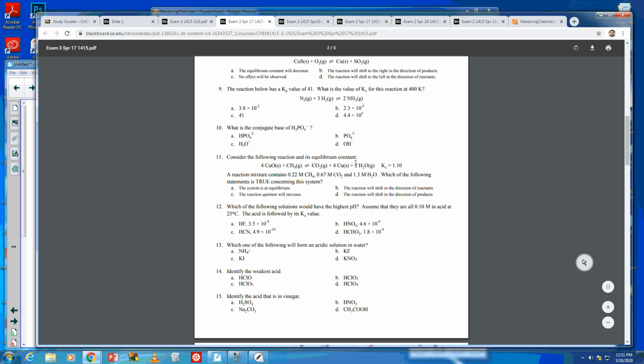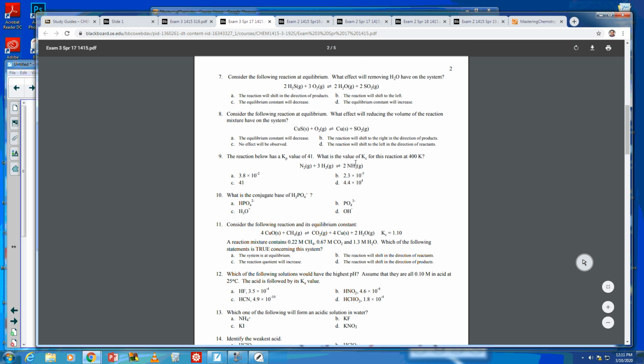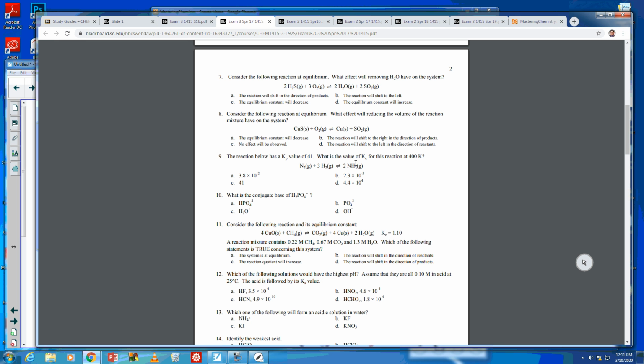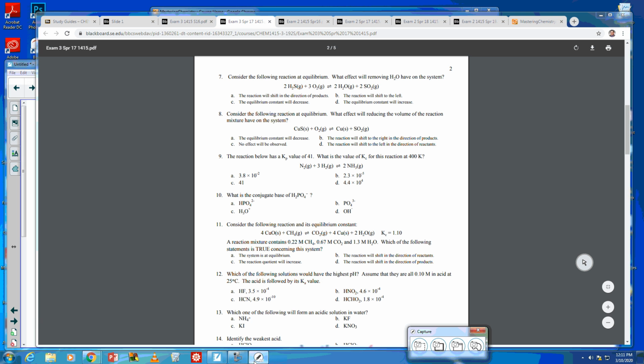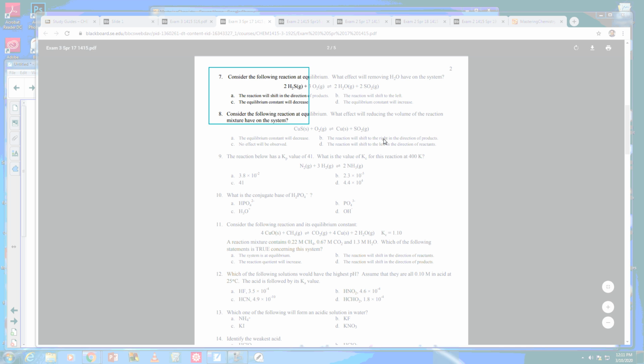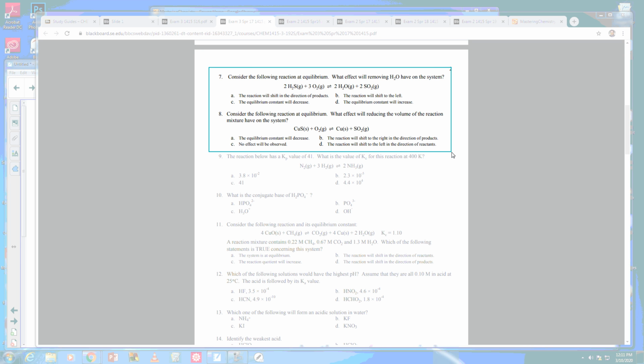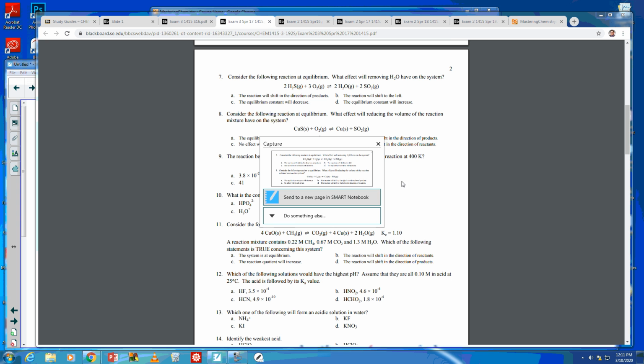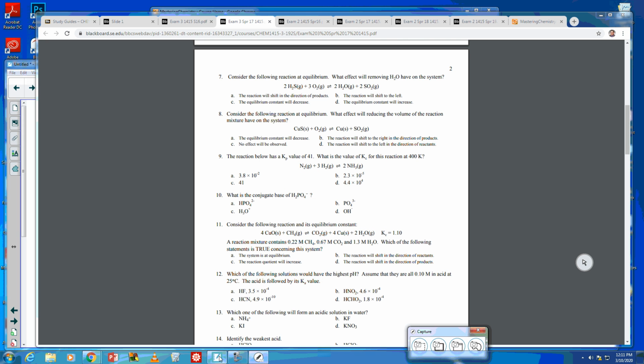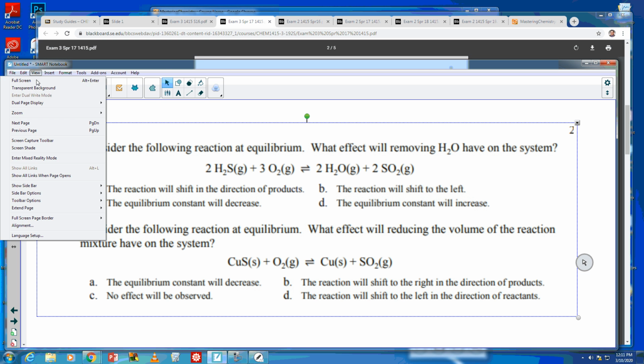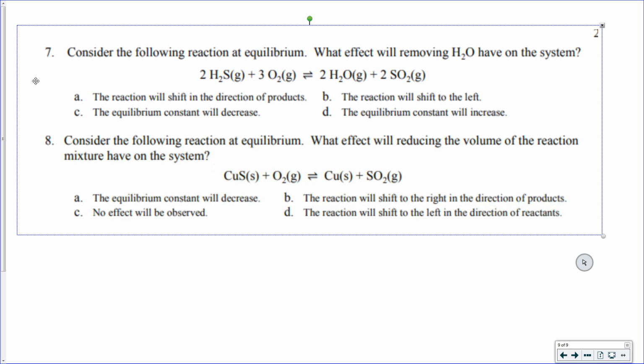Okay, so we pointed out this Le Chatelier's principle problem. There's a couple of those. Let's look at doing those right quick. So those were something we just talked about in class. Okay, so look at 7.